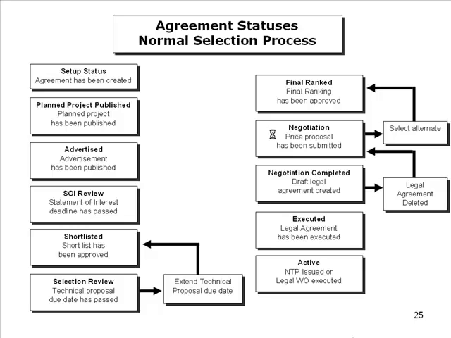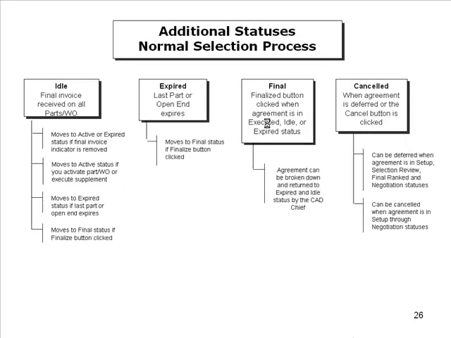Once that occurs, there are some additional statuses that you may see, once the legal agreement is executed and you have active parts or work orders. In the upper left-hand corner, the first status you see is idle. That will occur when the final invoice has been received on all parts and work orders.